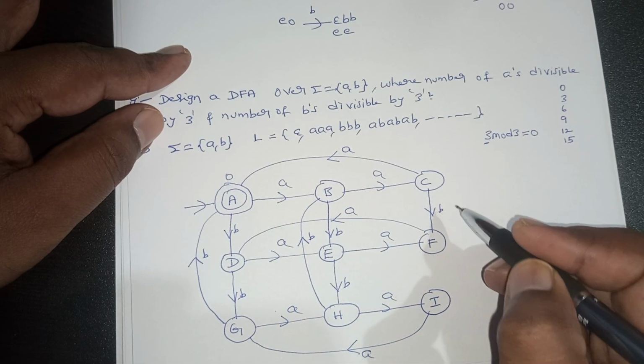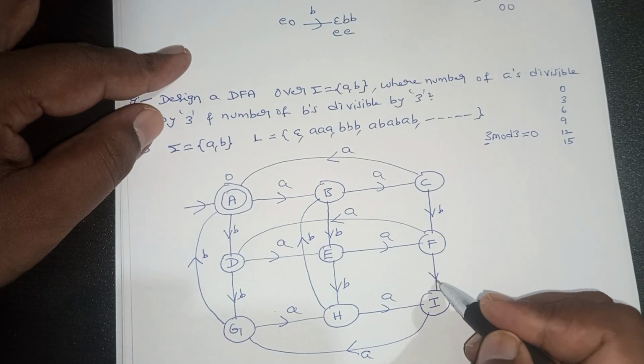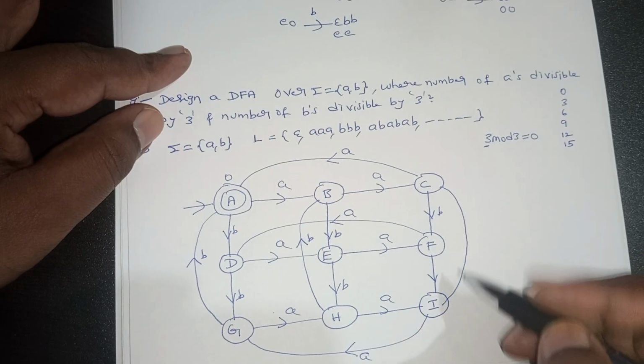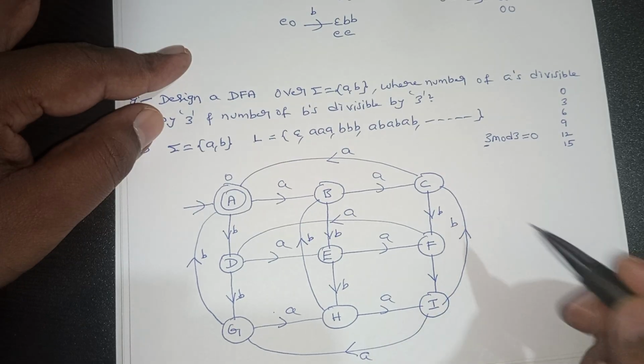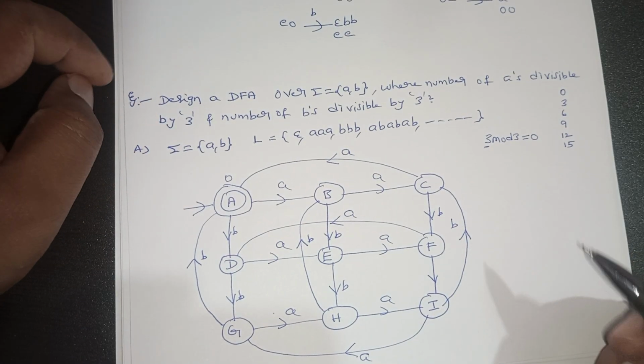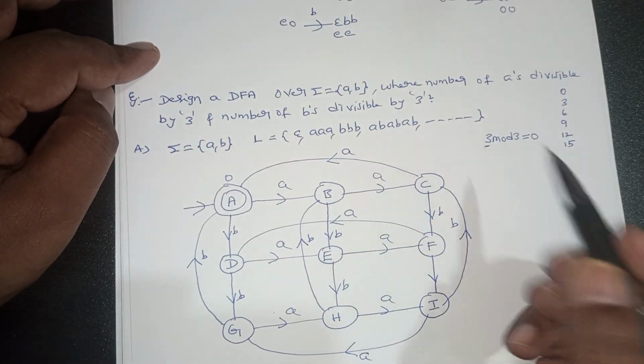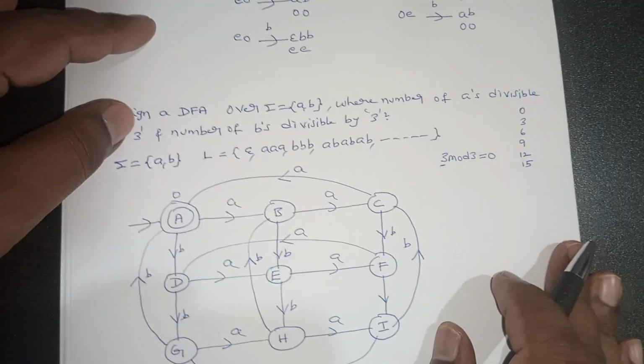Okay, you do the same as the previous one. This is the diagram for the language where the number of a's is divisible by 3 and the number of b's is divisible by 3. You take any one example and trace it out.